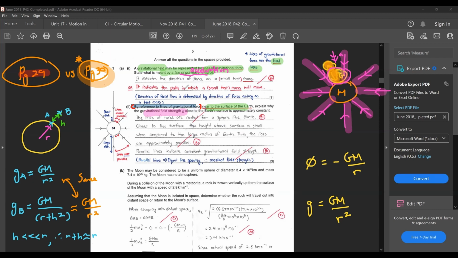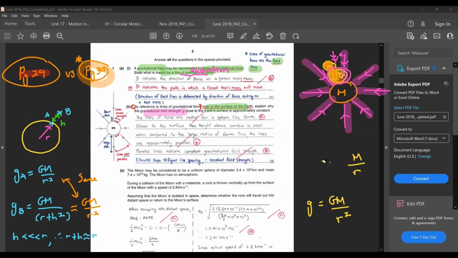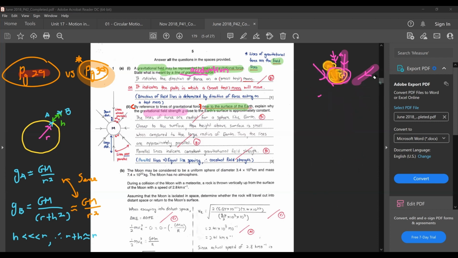But here, the question has really specifically told you to explain using your lines of gravitational force. They want you to explain in terms of your field lines. Why can we say that for very small height near the surface, we can actually assume that gravitational field strength is constant? Okay, so it actually kind of makes use of what we learned in the first part of the lesson.